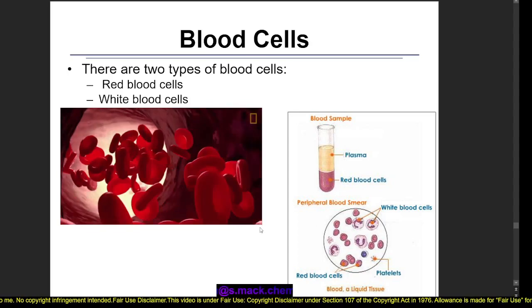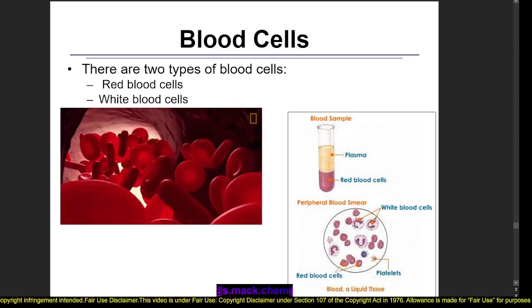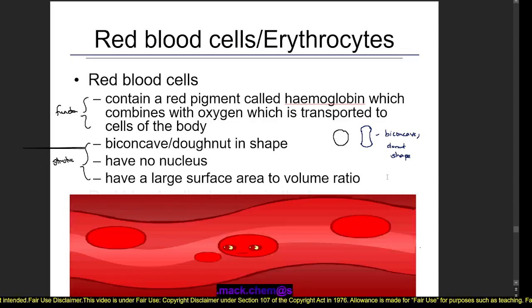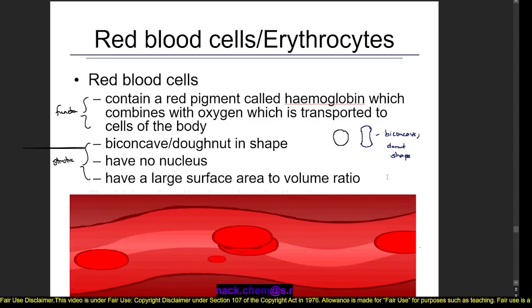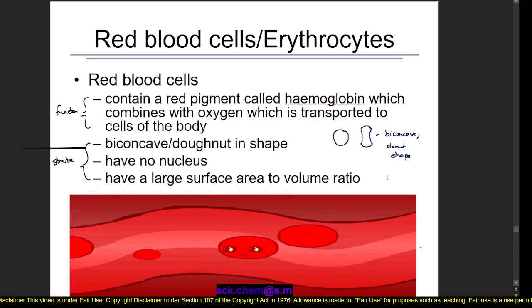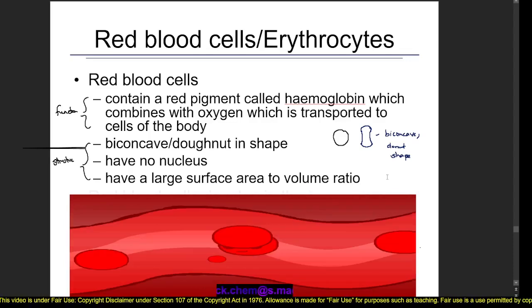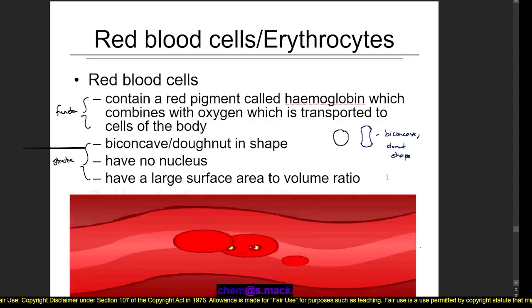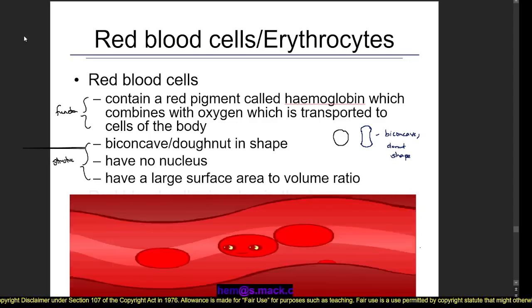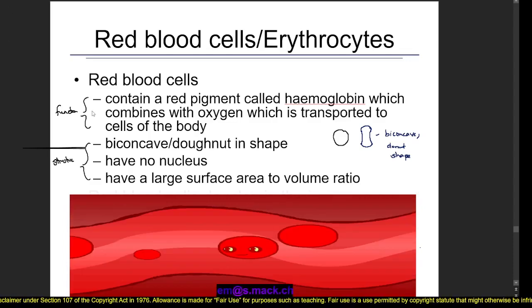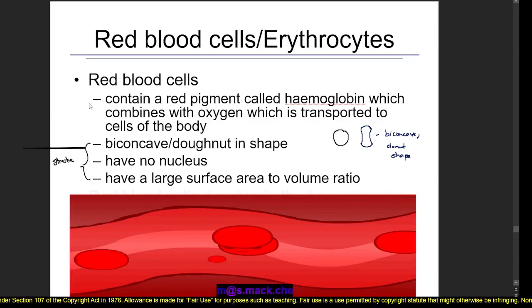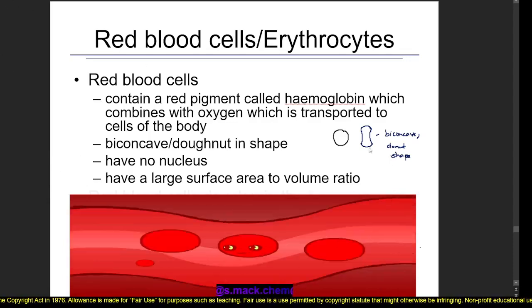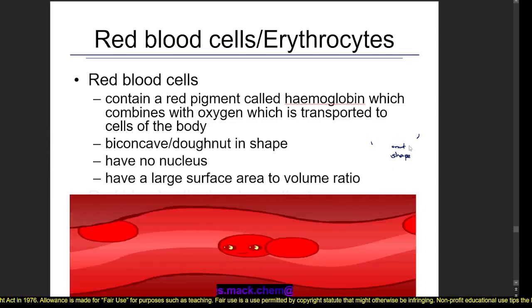Let's go back to looking at our two types of blood cells. And I'm going to start with our red blood cells, which are also called erythrocytes. And you should know this name, erythrocytes. Now the entire note is written on the screen, but I want to go through it with you. Right, so we will look at red blood cells in terms of their function and their structure.